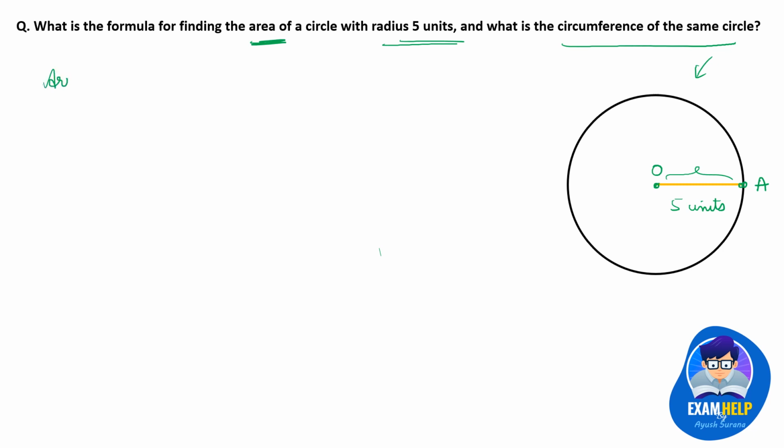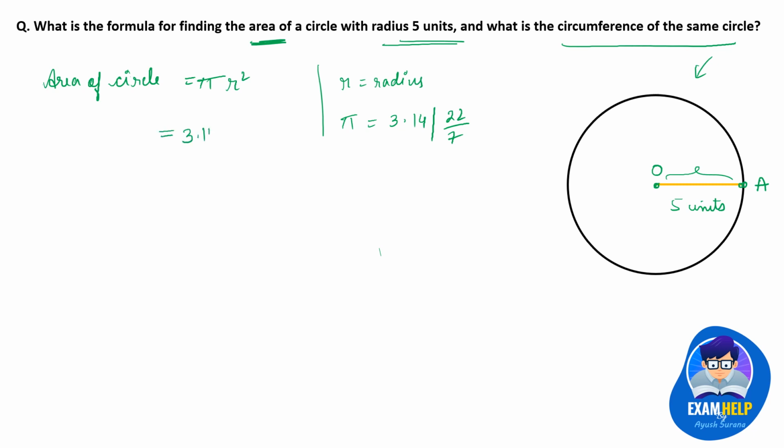So we know the formula for the area of a circle is pi r square, where r is the radius and pi is equal to 3.14, or you may take it as 22 upon 7. I am here taking 3.14. So now we will put the values.